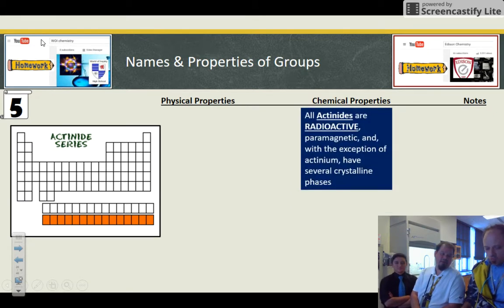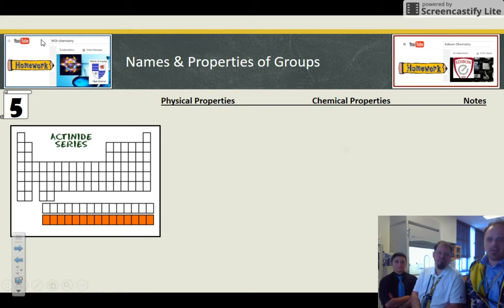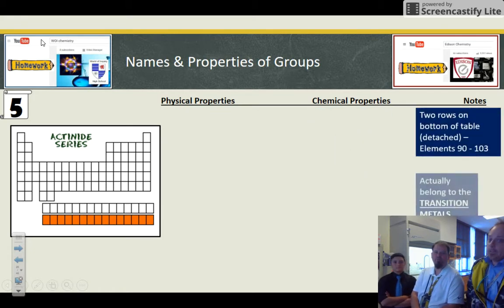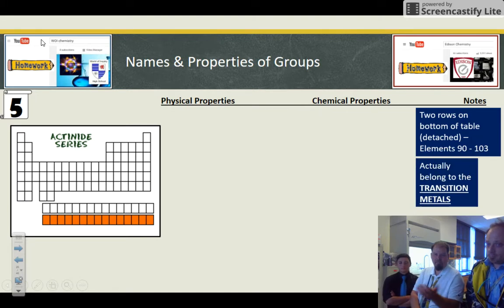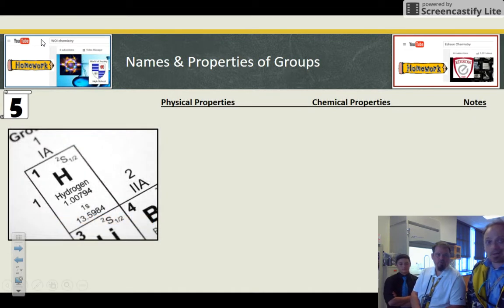Here's the big boogeyman: radioactive. Plutonium and uranium are there. So paramagnetic and very weird different crystalline phases. I'm kind of going through this one fast because they don't matter that much. We're not here very often; we stay in the other groups a lot more. So again, they actually belong to the transition metals, so these notes. All right, let's pick up the pace because we've got to get to something that actually matters.